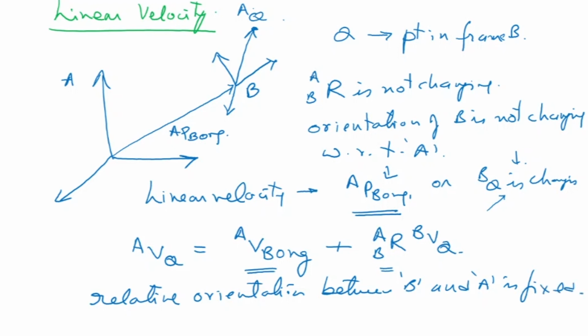Okay, then we can talk about this in terms of linear velocity now. So now I hope you understand what a linear velocity is, and the linear velocity of the point Q was because of the change in the origin's linear velocity, or because the point Q was itself moving in frame B. And please note that the relative orientation between B and A is fixed. That cannot change. So much for linear velocity.